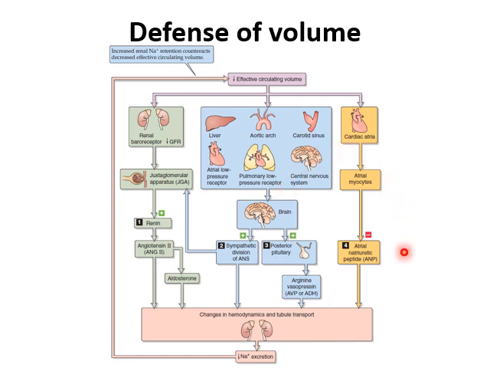The fourth mechanism is by activation of atrial sensors of effective circulating volume. Basically what happens is whenever there is increased stretch on atria, atrial natriuretic peptide is released. Atrial natriuretic peptide causes increased excretion of sodium and water from the kidneys. Hence it is called a natriuretic peptide, as it causes natriuresis.